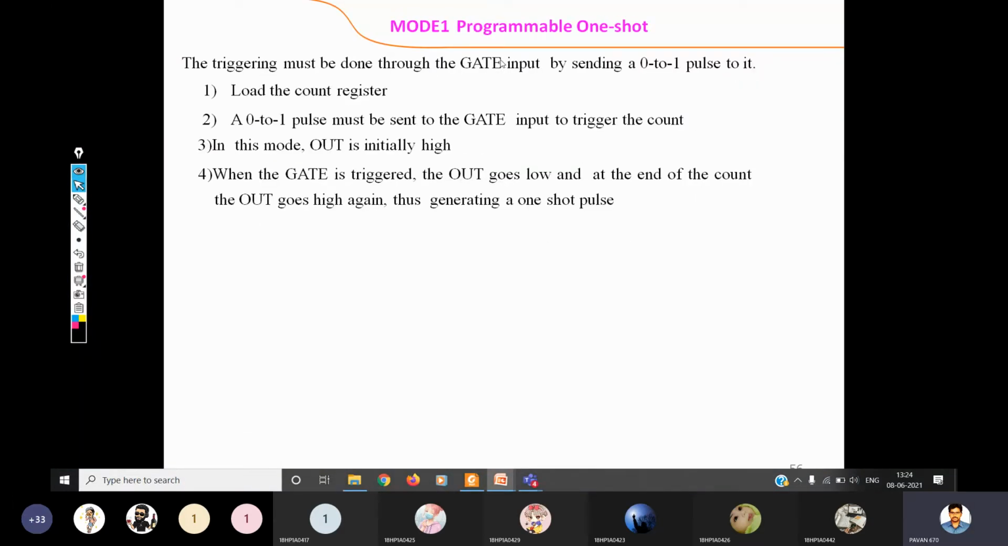Next, coming to mode 1. Similarly here also, mode 1 is called the programmable one-shot mode or hardware retriggerable one-shot mode. That's the name we mentioned earlier. So, one-shot mode indicates that in mode 1, our counter acts like a monostable multivibrator.